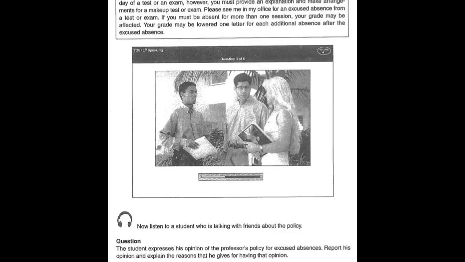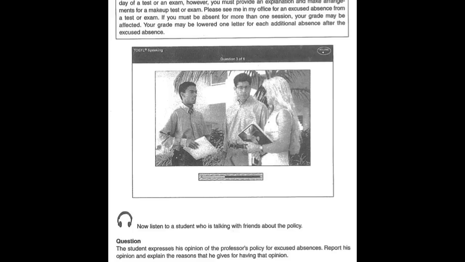Now listen to a student who is talking with friends about the policy. On the one hand, it's good that you can be absent once without explaining why. But on the other hand, you can't be absent more than one time without getting a lower grade. So I'd rather have the option of explaining my problem to the professor if I need to be absent, and then try to figure out a way to make up the work.